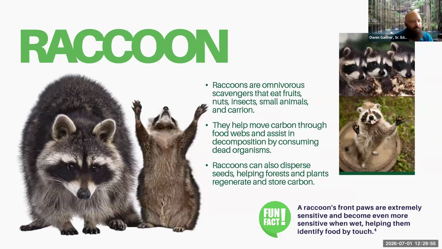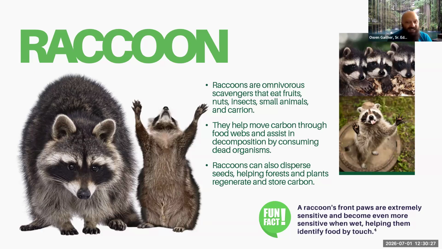All right, let's go. Raccoons are omnivores, scavengers, and eat fruits, nuts, insects, and small animals and carrion, just like the possum. They help move carbon through food webs and assist in decomposition and consuming dead organisms. And because they're so skilled at this and they're so darn smart, they can get to stuff that other animals, including possums, can't get to, right? I've seen raccoons open doors and windows before, so they're pretty smart. Raccoons can also disperse seeds, helping forests and plants regenerate and store carbon, right? Making sure that they move it from place to place.